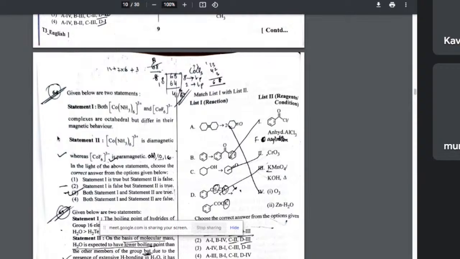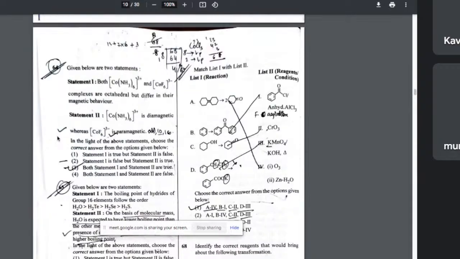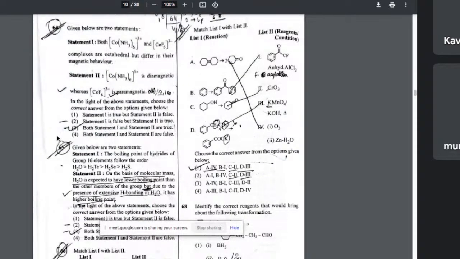But if we check [CoF6]3-, fluorine is a weak field ligand. If we check [Co(NH3)6], NH3 is a strong field ligand. So in the [Co(NH3)6]3+ complex pairing will happen, means the unpaired electrons will get paired. So there is no unpaired electron after pairing, means this is diamagnetic. And in [CoF6]3- there are 4 unpaired electrons, means this is paramagnetic. So statement first, both are octahedral because they have sp3d2 hybridization, and [Co(NH3)6]3+ is diamagnetic, [CoF6]3- is paramagnetic. So the correct answer is the third option. Both statement first and statement second are true.